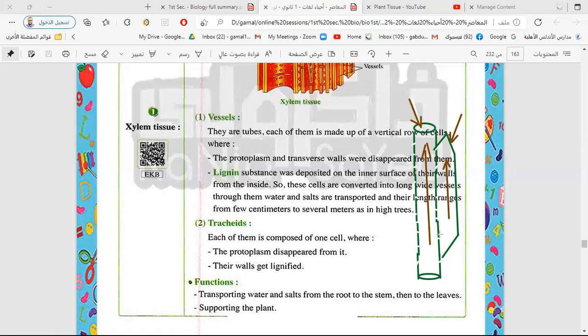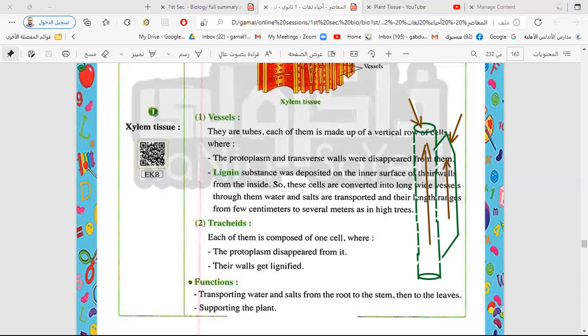And the water and the mineral salts travel through these vessels up to the stem, then to the leaves. Okay, so they are like the pipes in your home which carry water to your kitchen and your bathroom. So there are no cell components, there is no nucleus, there is no cytoplasm. So we can say the xylem tissue is a dead tissue. Xylem tissue is what? A dead tissue.